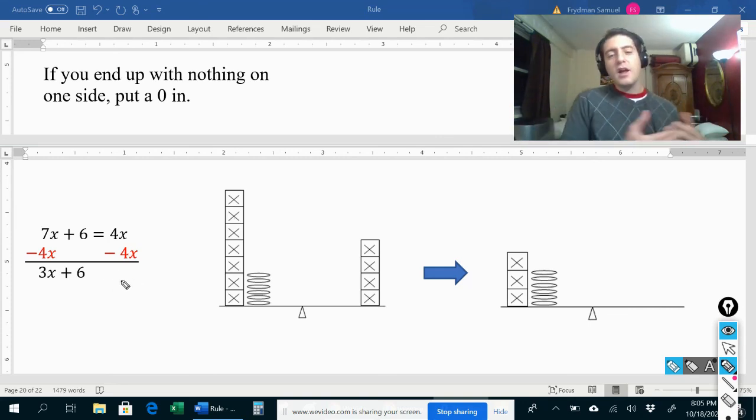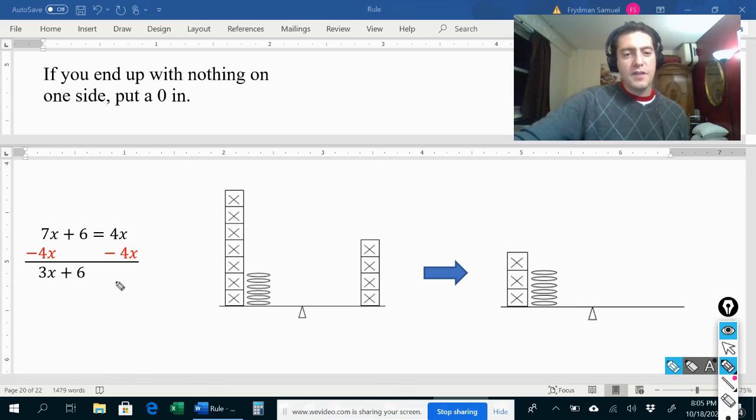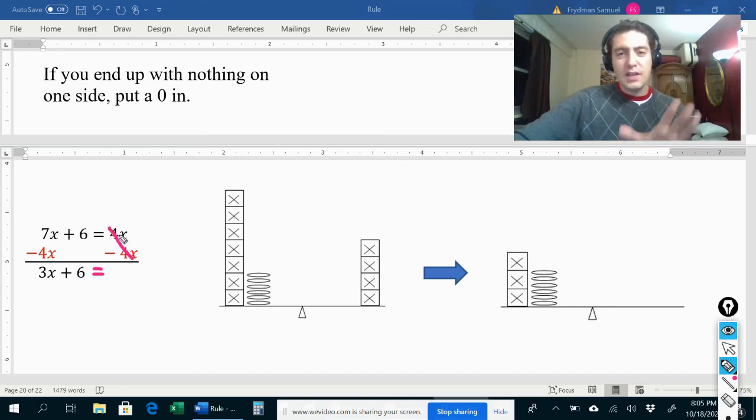A lot of students, when they're solving equations, if they end up with nothing, they'll forget to keep the equal sign here, and they'll just write this, and then they won't know what to do after this. So if we end up with nothing here, we need to write the equal sign again, and then usually we would just cancel the 4 x's out and not bother to put anything. But if that was the only thing on this side, there has to be something written there. So what we're going to write here is 0.